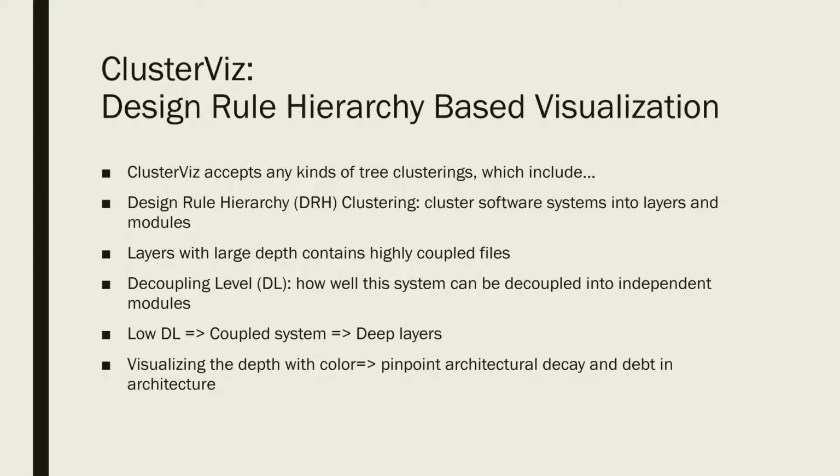We use decoupling level scores to indicate modularity of software systems. These scores can be manifested as the degree of decay, and will be visualized as the sizes and colors of clusters of files in the system. From these clusters, we can tell where the decay happens and how bad it is.